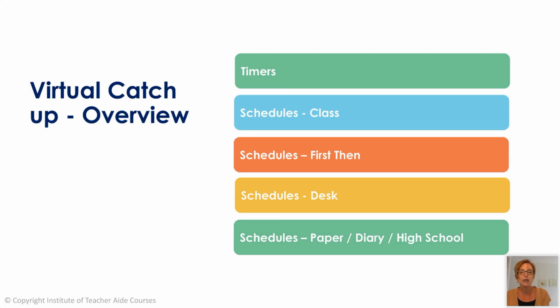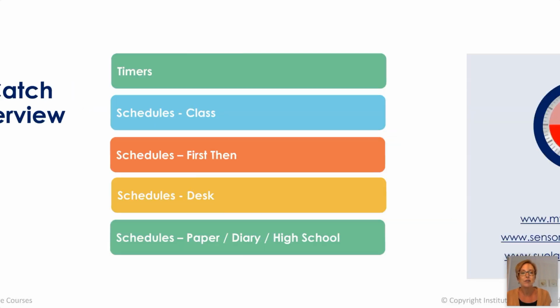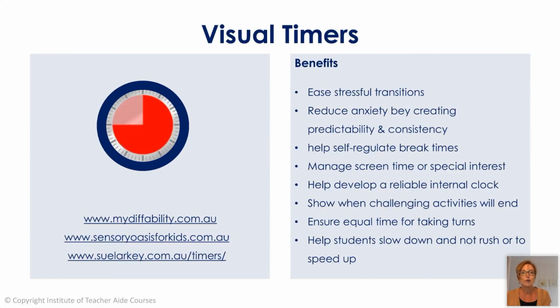And we're going to just look at our overview first. So we're going to look at timers. We're going to look at schedules, and I've broken schedules down into quite a few different parts. So we're going to look at class schedules first, then I guess a basic schedule, our first-then schedule, desk schedules, and then looking at schedules for older students, older children. So that's our layout for today, and then we'll have some questions afterwards. So let's have a look at those.